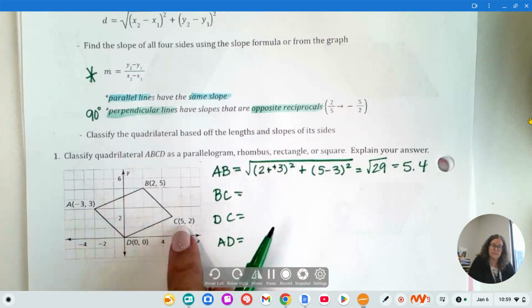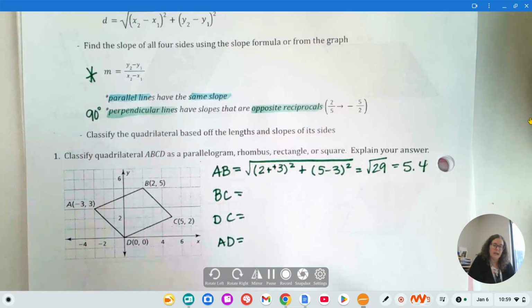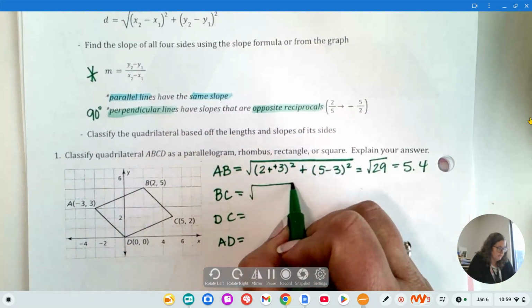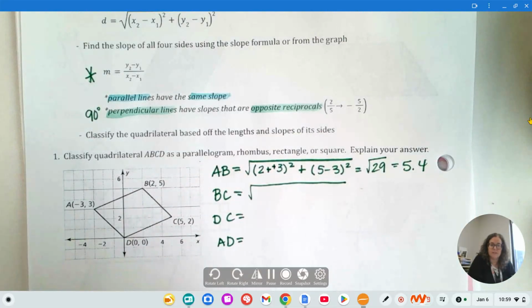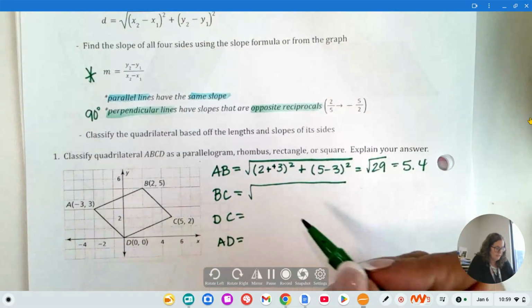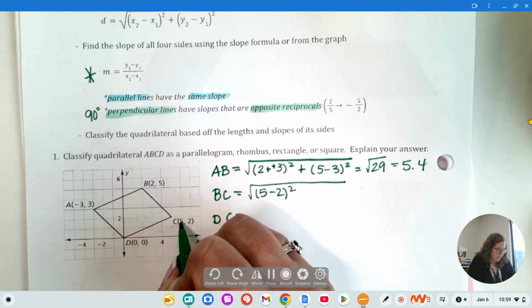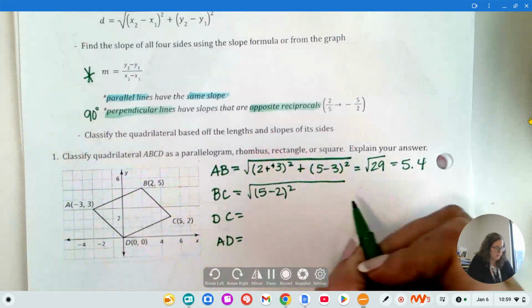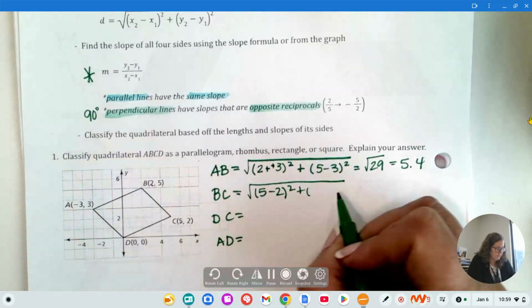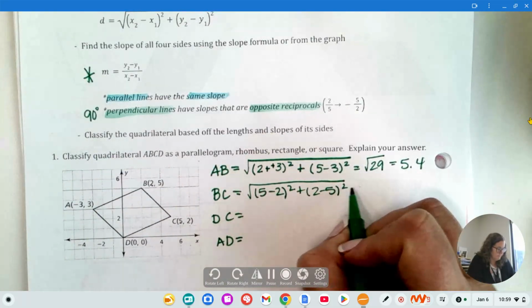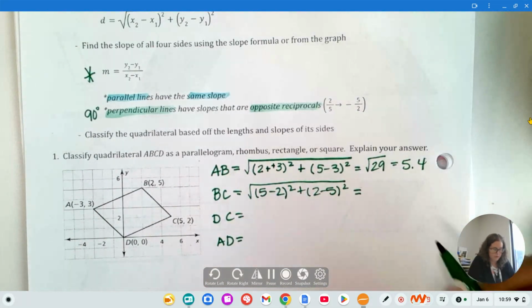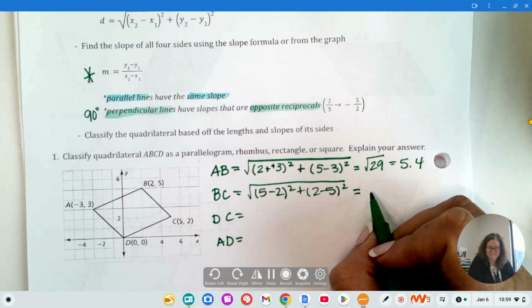Now we're going to do it from B to C. At any time, if I'm going too fast, you can go ahead and pause it. So B to C: 5 minus 2, squared, that's x2 minus x1, plus the y's, 2 minus 5, squared. And grabbing the calculators.